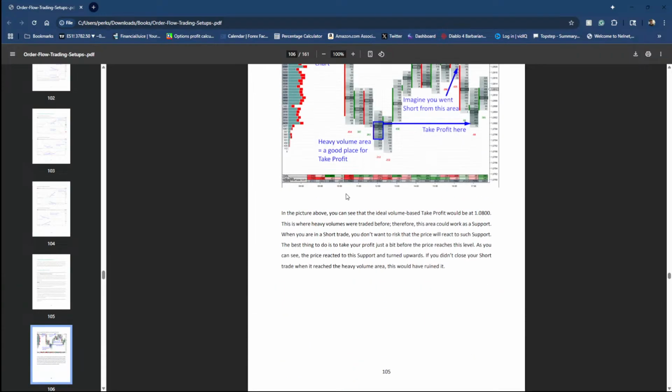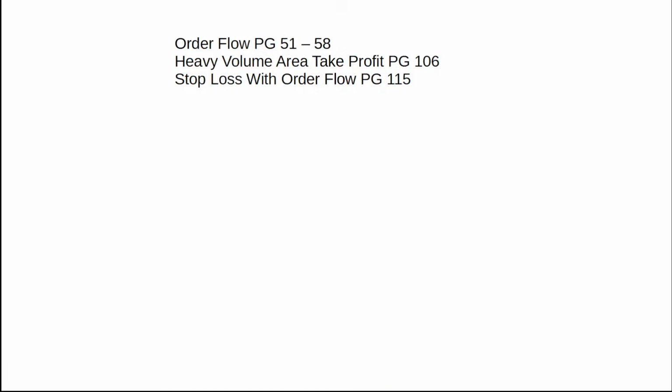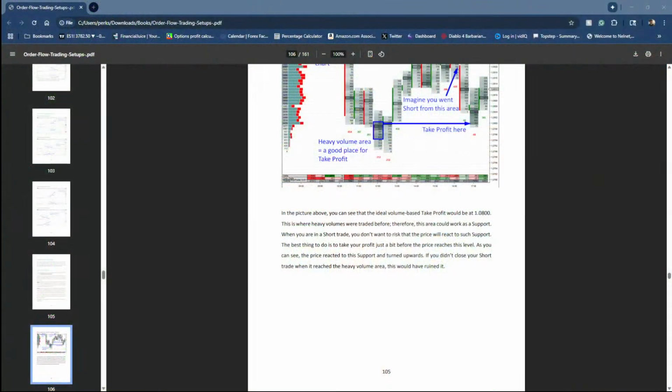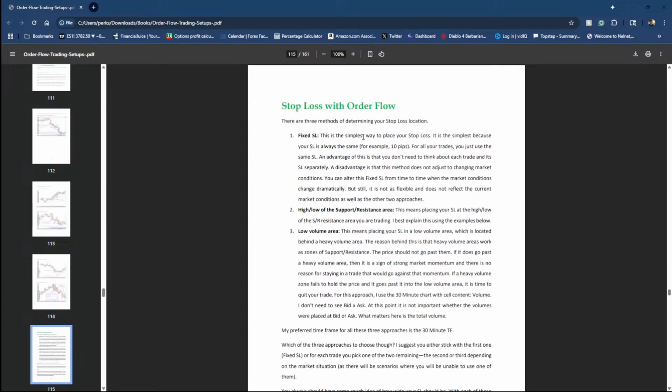I think that was the only one, I might want to be looking at more. I don't remember on this. No, just page 106. And then the last thing is going to be 115. We're going to talk about stop loss with order flow. This is important. And also, if you were in my previous class, or if you weren't, you should go back and watch it.